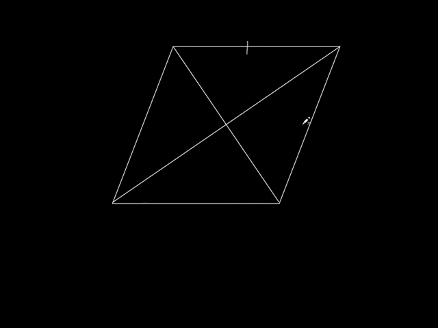Now this is a rhombus. A rhombus means all four sides are equal. It means that, look at this, the diagonals are perpendicular on a rhombus. We learned that a long time ago. And there we go. So watch.